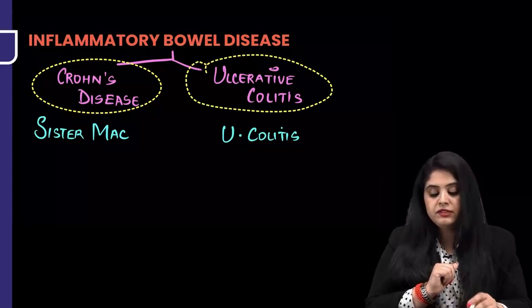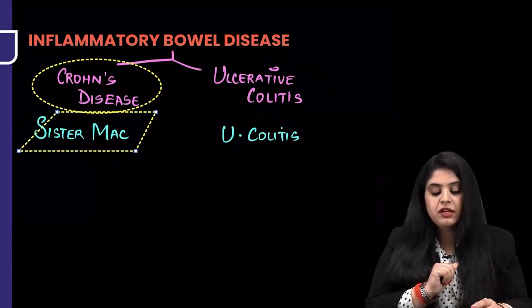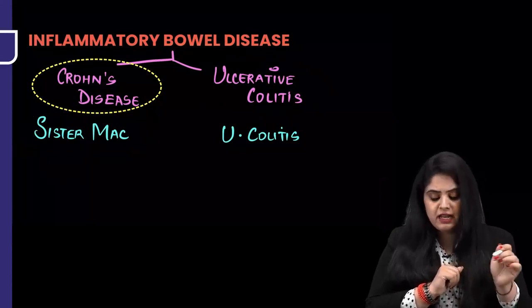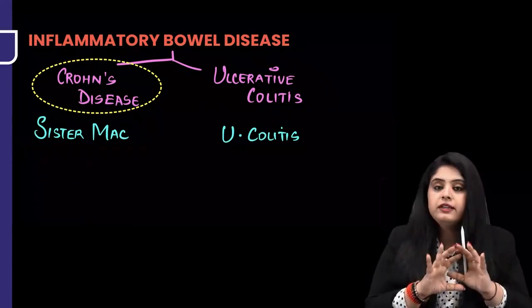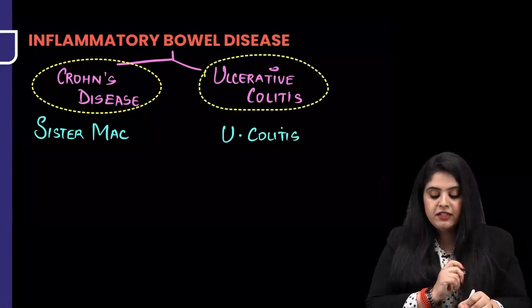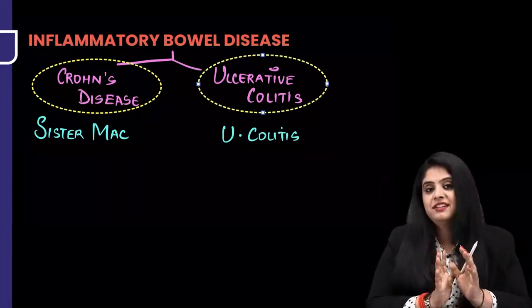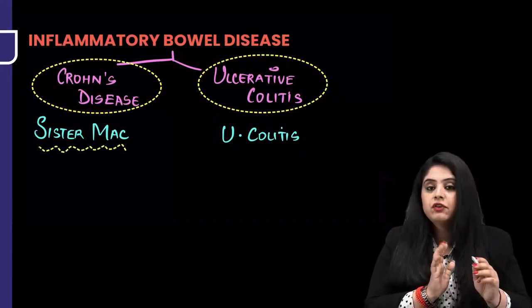So remember, what is the mnemonic for Crohn's disease? I have that in front of me, Sister Mac. I'm going to start off with Sister Mac first. One alphabet at a time we will complete. An entire Crohn's disease is beautifully inside Sister Mac. For ulcerative colitis, I have an even simpler mnemonic, and that is ulcerative colitis. So should we start? Let me begin first with Sister Mac for Crohn's disease.